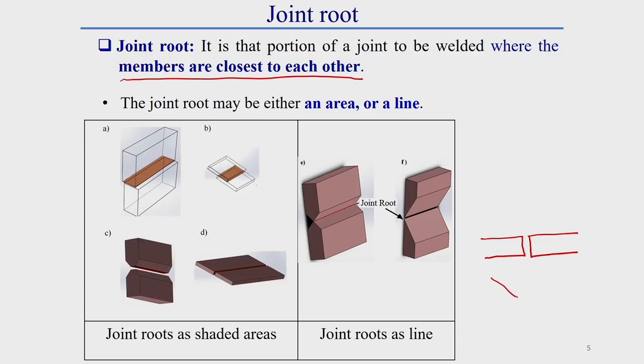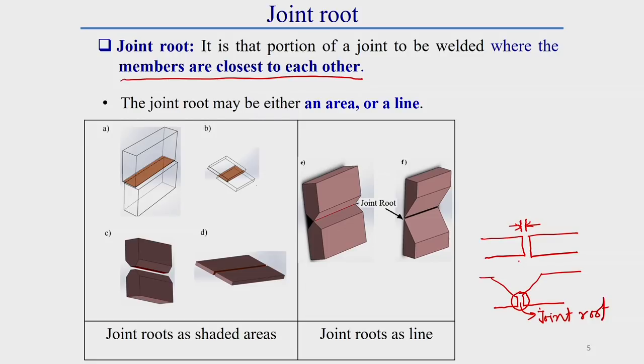If it is a bevel type of joint, or a bevel type of edge preparation is there, then its closest portion to each other is this portion. So this portion is called the joint root. Here this closest portion is the entire weld joint region.